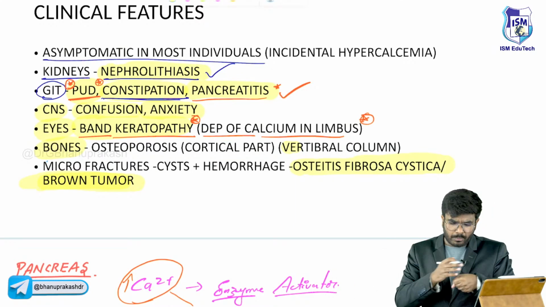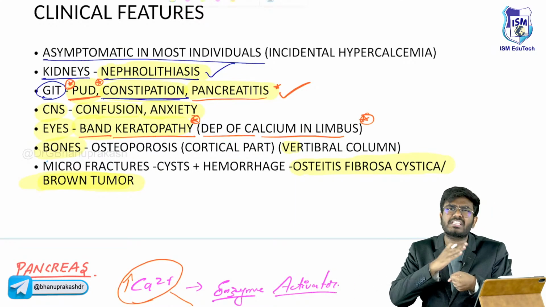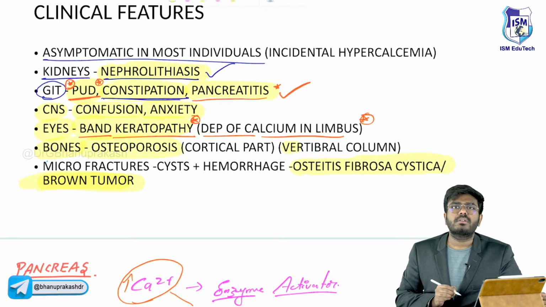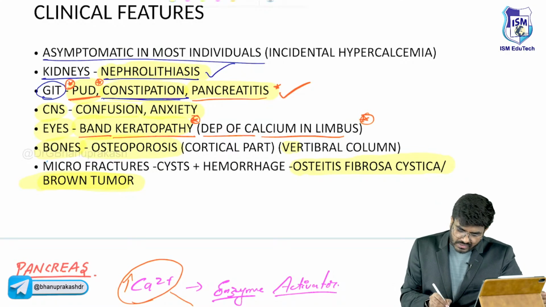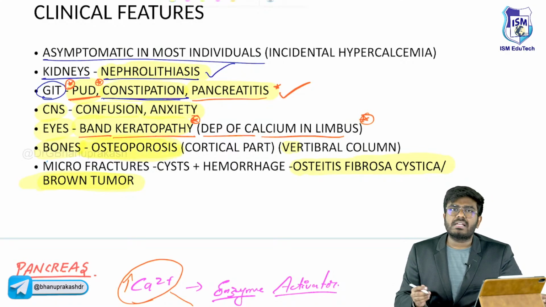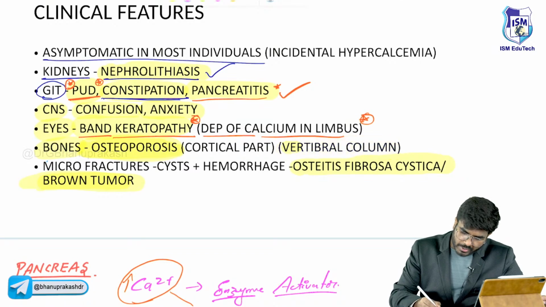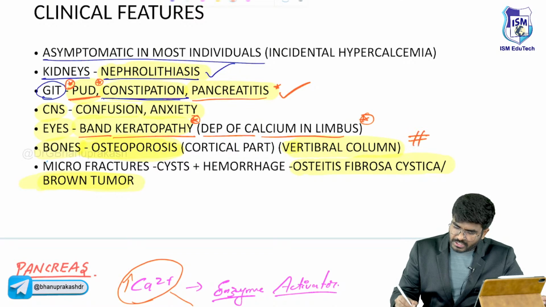The bone mineral density decreases, and the bones are getting damaged. There is excessive bone resorption. Whenever there is excessive bone resorption, osteoporosis is going to occur. Whenever there is osteoporosis, there is a chance that fractures can occur. Vertebral compression fractures are the most common in osteoporosis, especially of the lumbar vertebrae.